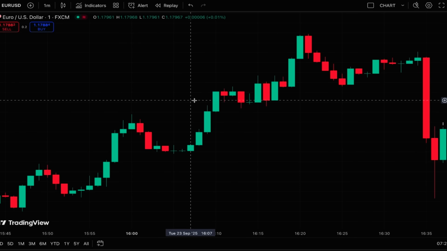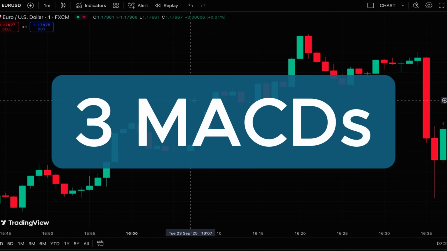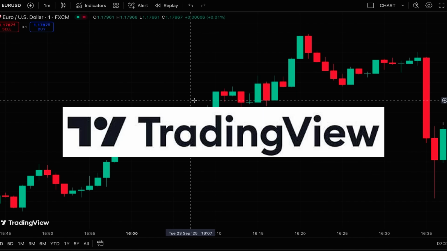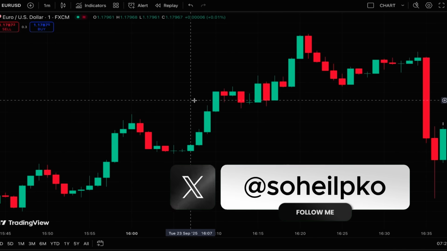Alright, we need to add 3 MACDs to our chart. I want to teach you a trick so you can have 3 MACDs on your chart if you are on the free version of TradingView, because as you know, in the free plan of TradingView platform, you can only have 2 indicators. But don't worry, I will teach you how you can have 3 MACDs on your chart.